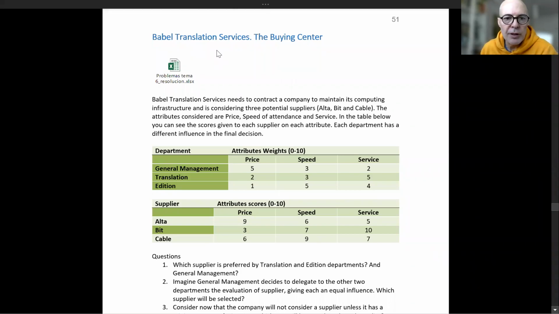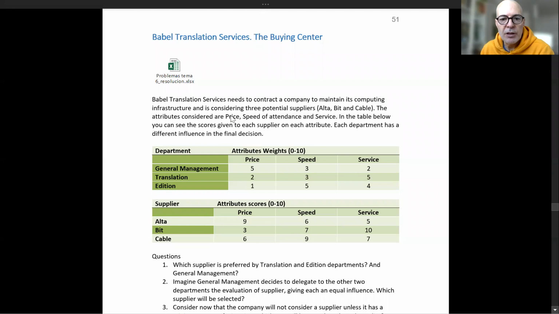Hi, we are going to correct the Babel Translation Services buying center exercise. This exercise is very similar to the one we did in class the other day. Imagine that we have a company, Babel Translation Services, that needs to contract a company to maintain its computing infrastructure. Babel Translation Services is considering three potential suppliers named Alta, Bit, and Cable.